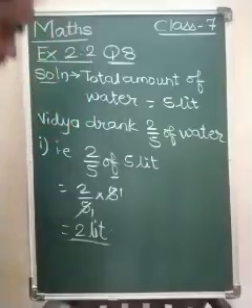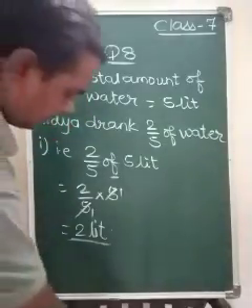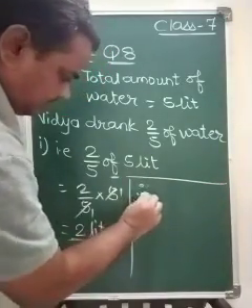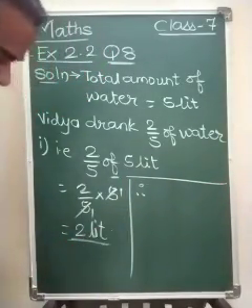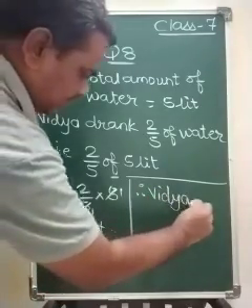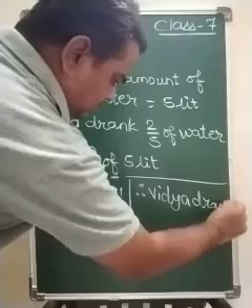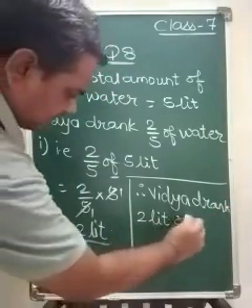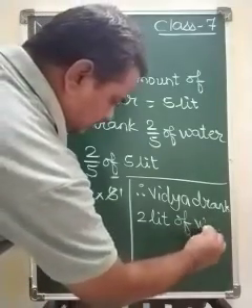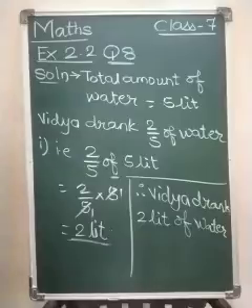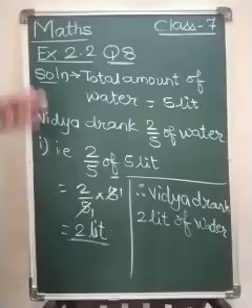Now we'll write down our answer. First answer. Therefore, what is the question? How much water did Vidya drink? Therefore, Vidya drank 2 liters of water. Vidya drank 2 liters of water. Done? So this is what Vidya drank.